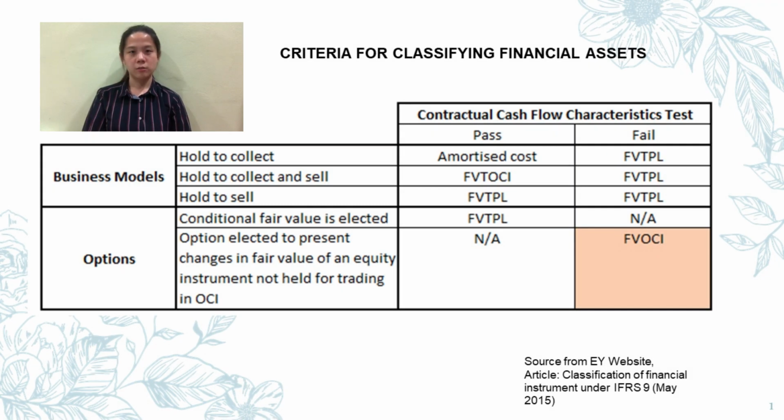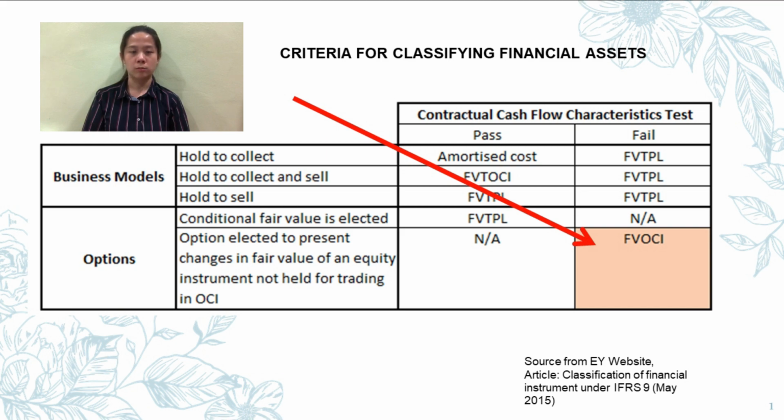Lastly, there is another option for the entity to classify its financial assets, which is the option elected to present changes in fair value of an equity instrument not held for trading in other comprehensive income. This means at initial recognition of the financial assets, the entity irrevocably elected the equity instrument to present its fair value changes in other comprehensive income.